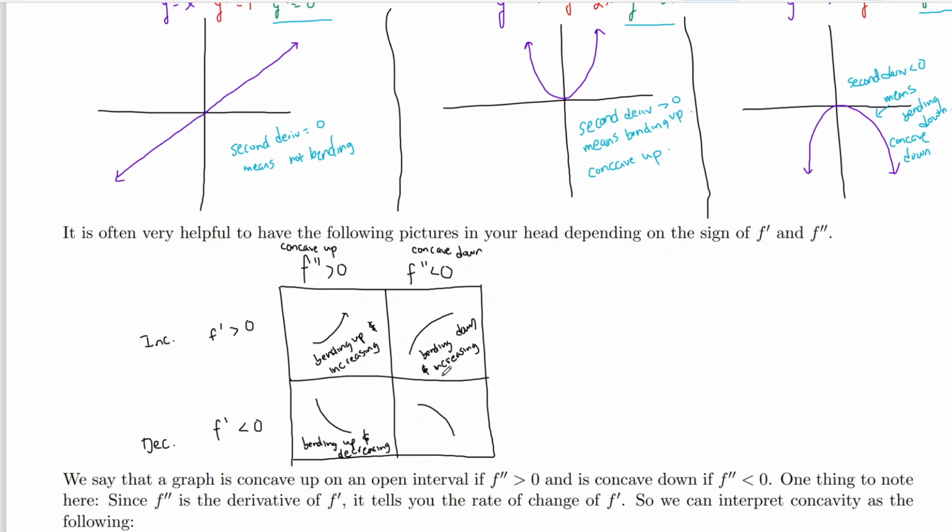Of course, you can have a bunch of these attached together. But let me go ahead and write that down. So this one is bending down because if we wrap our hand around it, our palm's going to be facing downward. And it's decreasing because as we move to the right, it's going down.